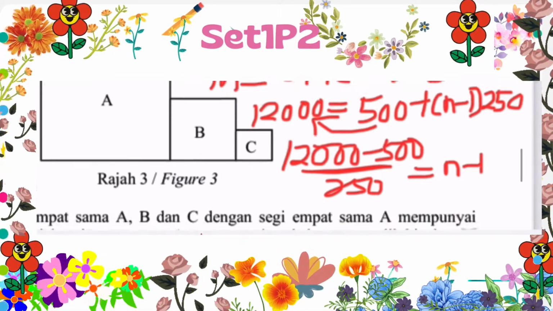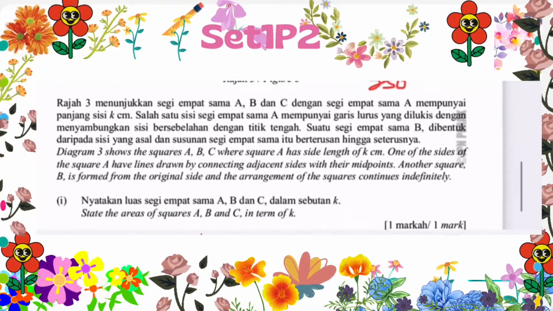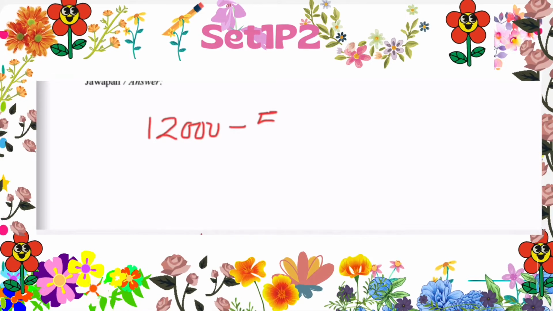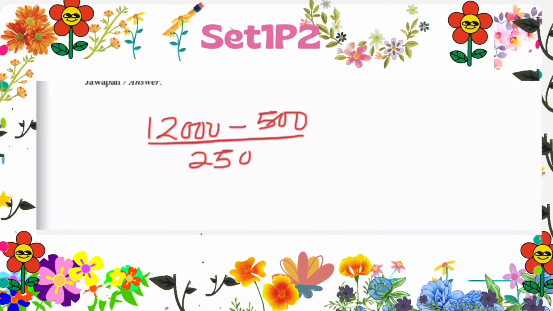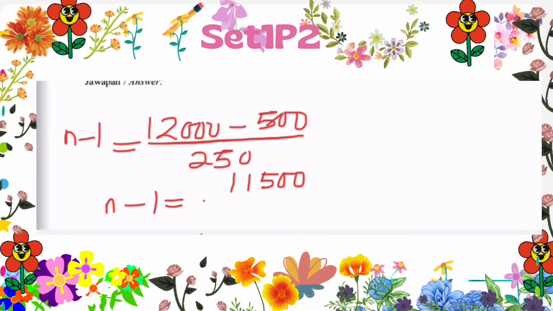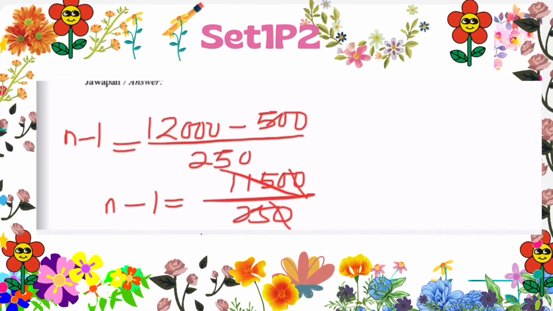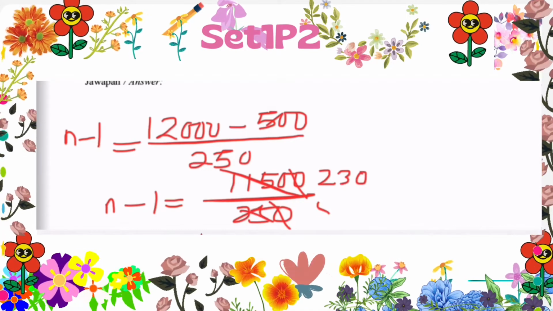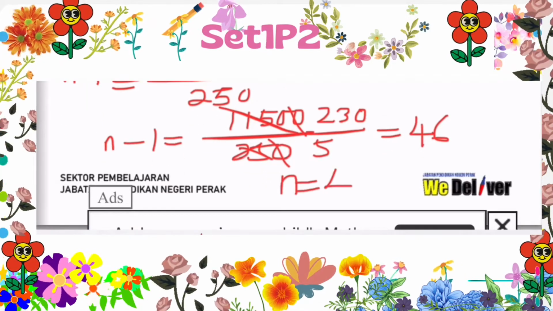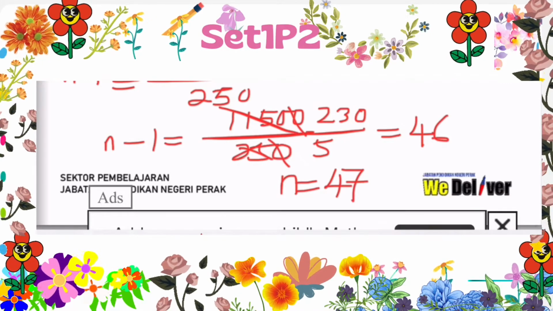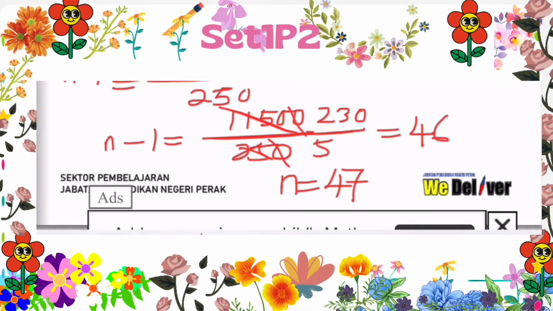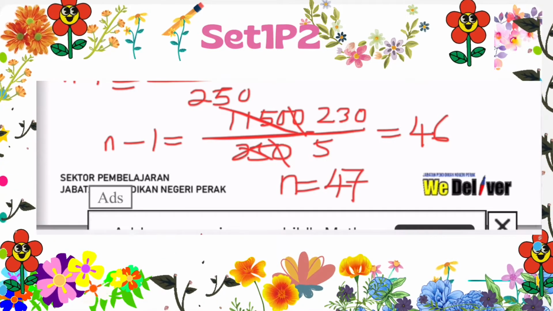This one we bring over as minus. So let's simplify, let's find a space to do it. So that means we will take 12,000 minus 500 over 250 is equal to n minus 1. So n minus 1 is equal to 11,500 divided by 250. So it cancels out: 5, 2, 5, 3, 5, 5. So 230 divided by 5 will be 46. So n will be 47 days. So the 47th day should be the answer, right? So this is AP, arithmetic progression. So n is 47 days.